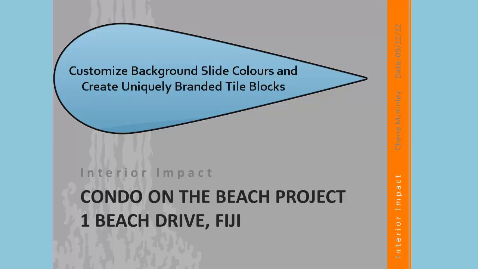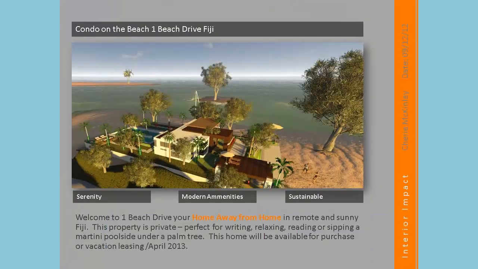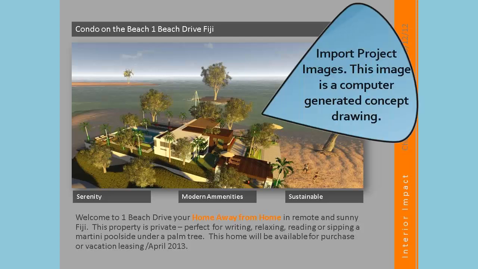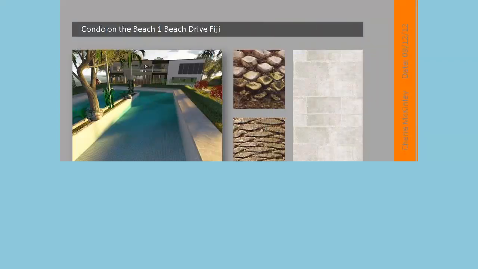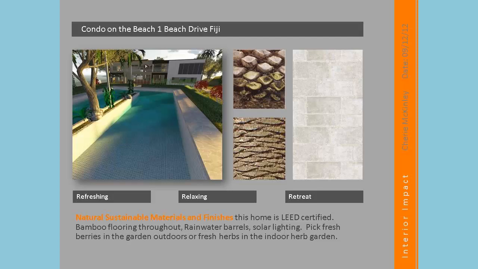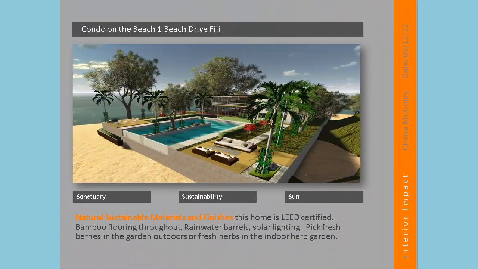Customize background slide colors and create uniquely branded title blocks. Import project images. You can edit JPEG files by adding brightness, effects, or borders. There are numerous font and background options. Easily insert text boxes to describe the features of your project.